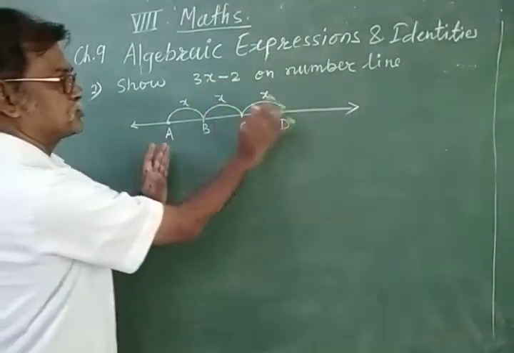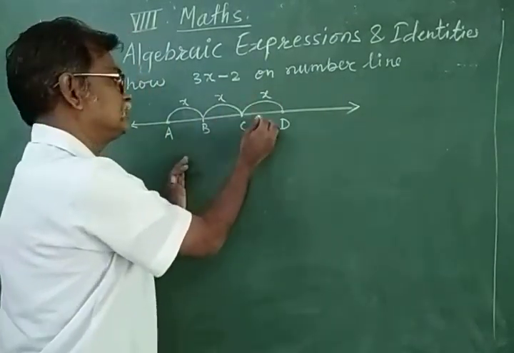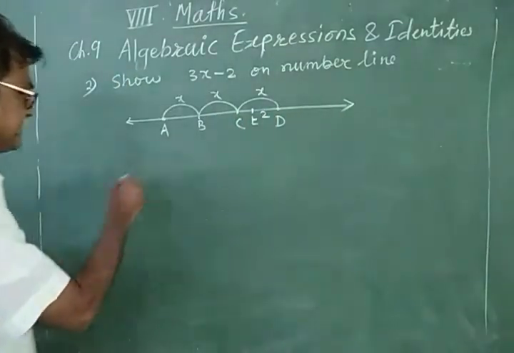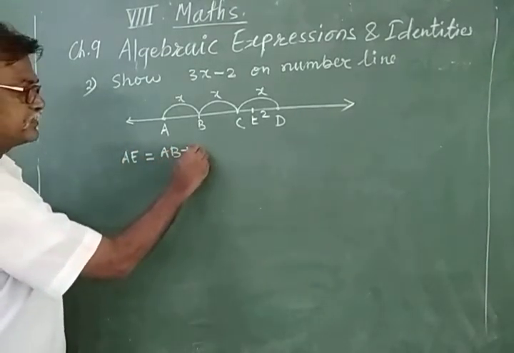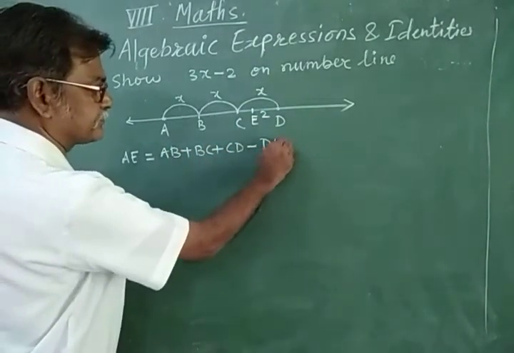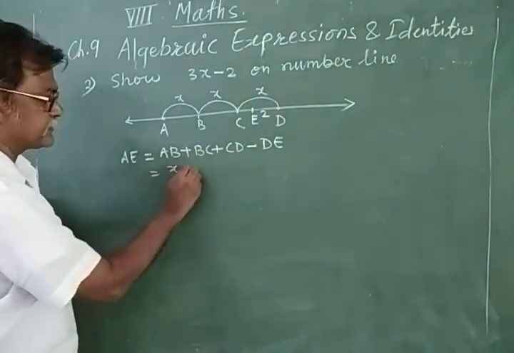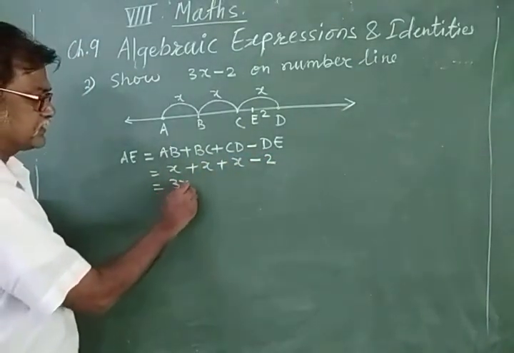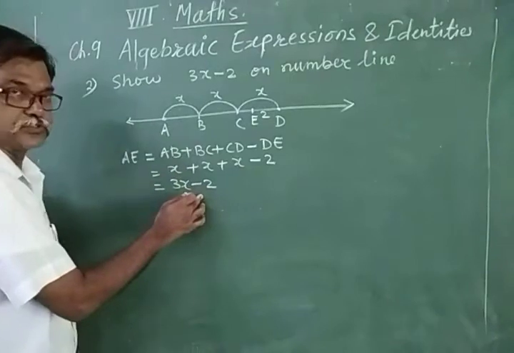Now minus 2. If it were plus 2 then we would go to this side. Now it is minus 2, so come to this side. So we can say E, this distance is 2. So AE is equal to AB plus BC plus CD minus DE. Now AB is x, this is also x, this is also x, and this is 2. So it is 3x minus 2. So the point E represents 3x minus 2 from A.